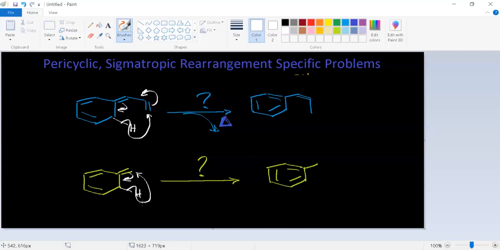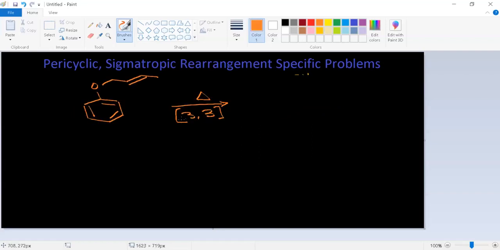Now remembering from the last problem, thermal conditions, usually you're going to see an odd number of pairs of electrons moving around, and photochemical would be the opposite, so an even number. In this case, we have an even number of pairs of electrons moving around, so we should expect that we did this under photochemical conditions. So that's h nu. I've kind of made it messy, but h nu would be the answer here.